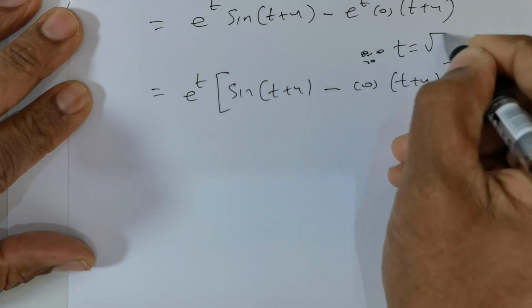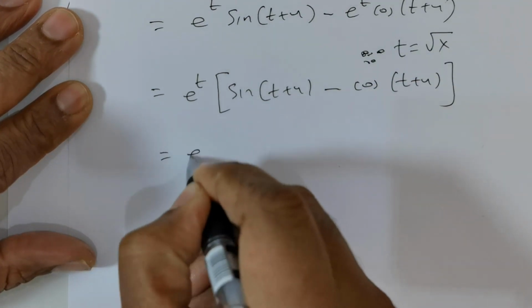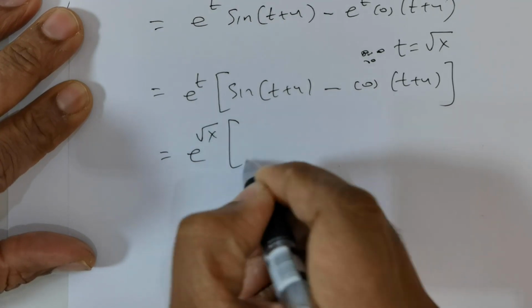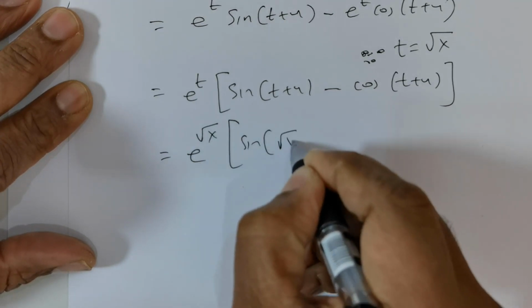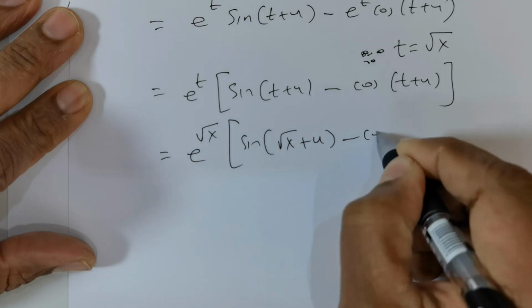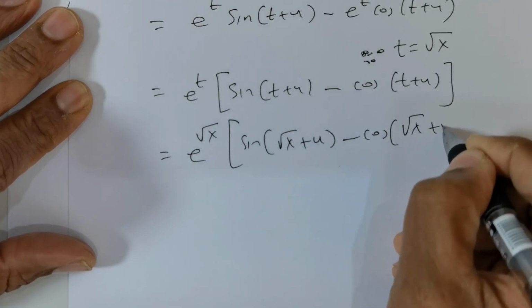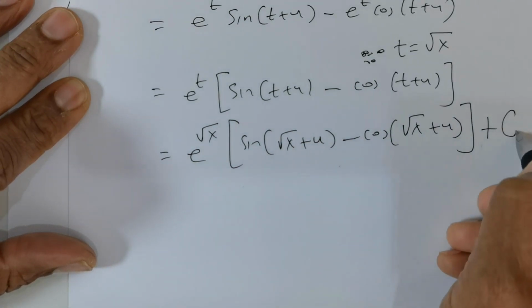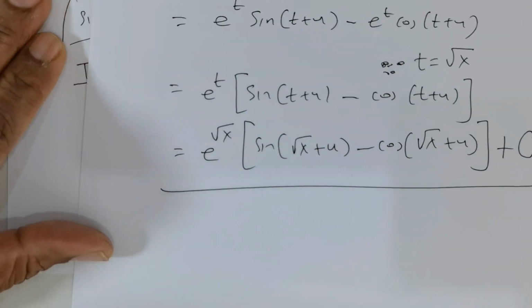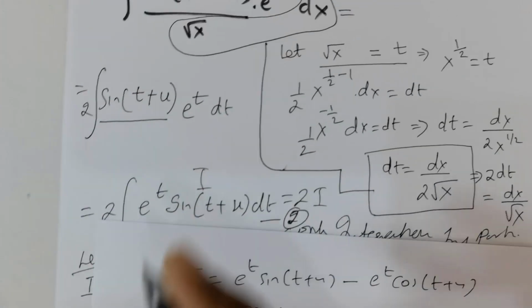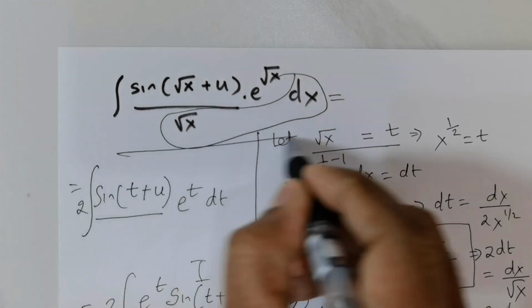Since t is equal to root of x, this can be rewritten as e raised to the power of root of x times sine of root of x plus u, negative cos of root of x plus u, plus arbitrary constant. See, this is the solution for this question, right? It's a beautiful question.